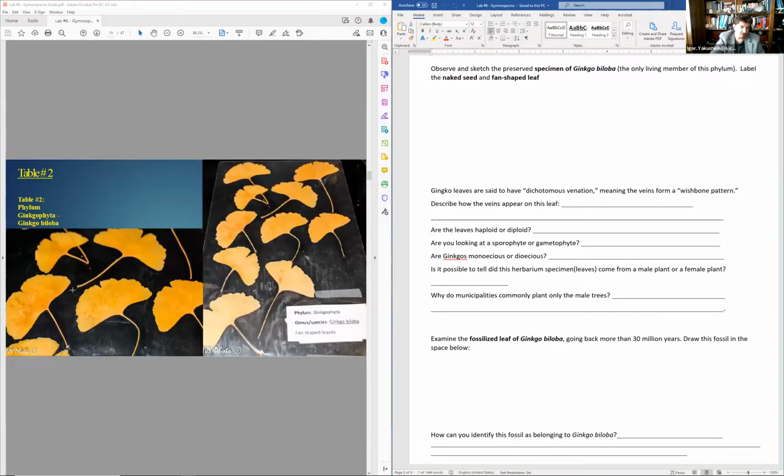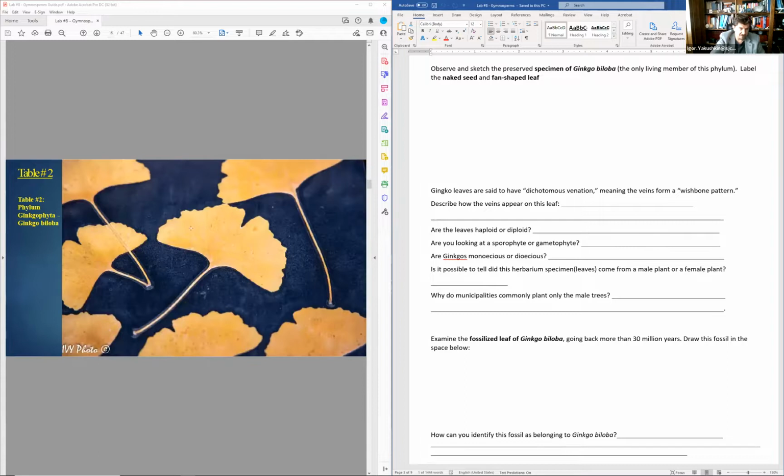So here we're looking at the preserved leaves, very, very nice, and you can see the wishbone pattern clearly. So describe the veins appearing on the leaf. Well, dichotomous venation, kind of fanning out. Here we go. That would be a good term to describe how veins appear on the leaf.